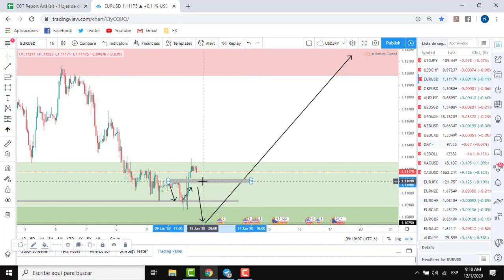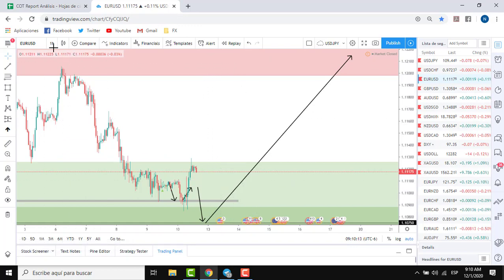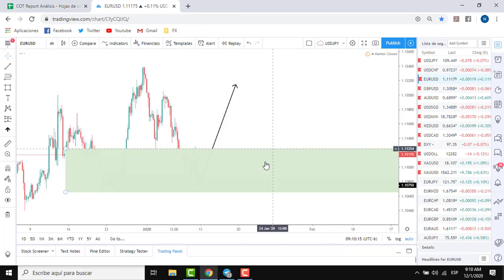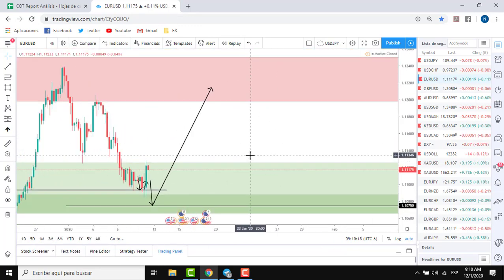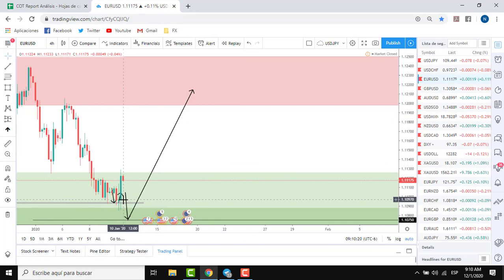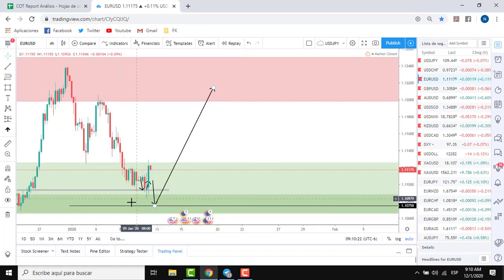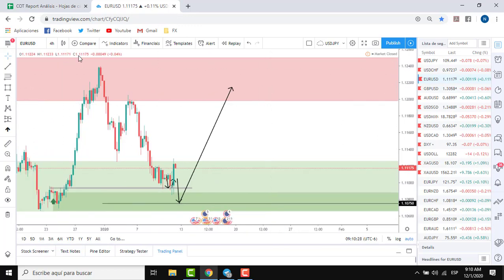Resistance now will become support, but if you want to keep support and resistance levels, you can expect the market to retrace to the 4-hour level, which will be here, almost at the support base, almost at the support level, I'm sorry. So that will be your entry.